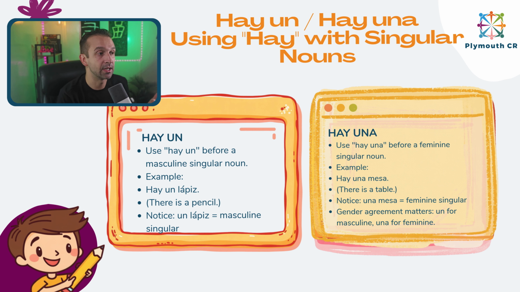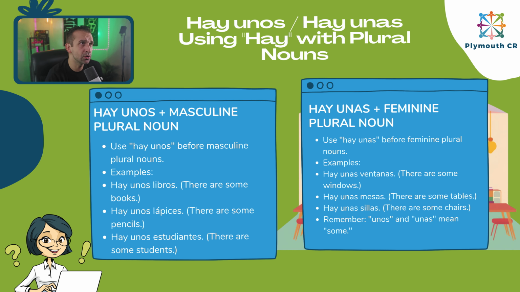Then on the other side, we have "hay una mesa." Mesa is a noun that is feminine in Spanish, so that's why we have to say "una," okay? So we have to remember that gender agreement does matter here when we're talking about one thing only.